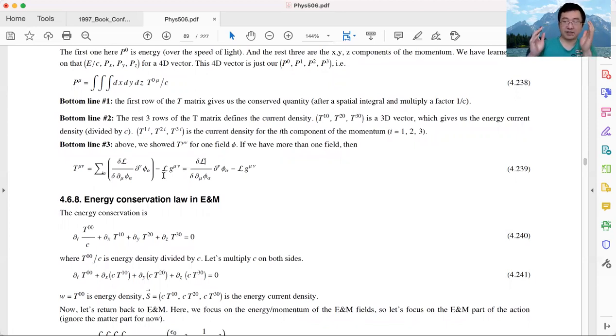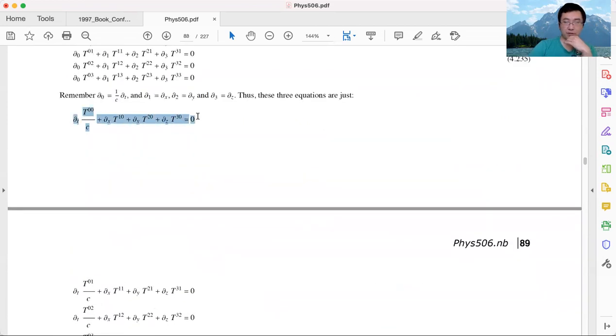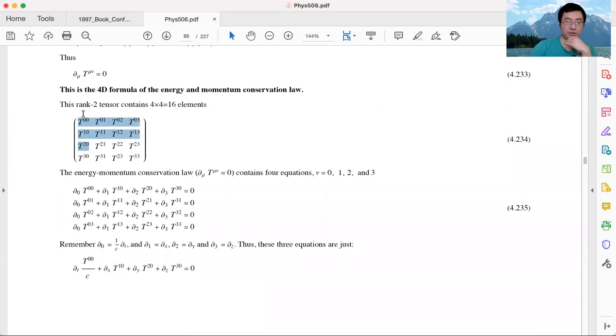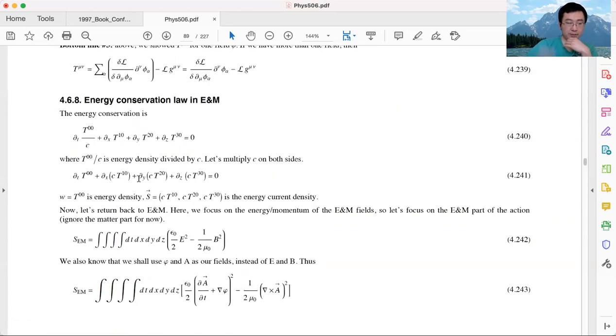Now let's apply this technique to E and M. Let's first look at the energy conservation. The energy conservation law, the formula we are using is the first one. It's the zeroth components of the energy momentum tensor. In other words, it's the first column. That's what we are using right now. So let's look at this formula. We know that this formula corresponds to energy density and energy currents. So this is what we have.